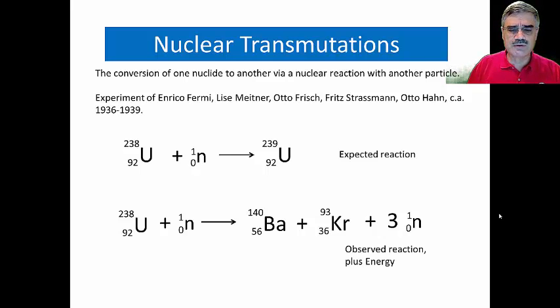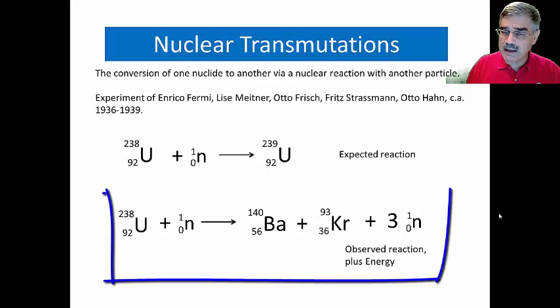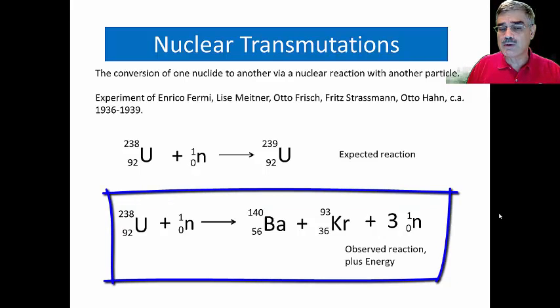He didn't form uranium-239. And then others, Lise Meitner, Otto Frisch, Fritz Strassmann, and Otto Hahn, working in Austria and Germany, repeated his experiments, and we're talking about the mid to late 1930s. They repeated these experiments and identified the products that were formed. And they found that instead of forming a bigger nuclide, which Enrico Fermi had expected, the uranium-238 was actually split into two smaller nuclides, two smaller elements, barium and krypton. Plus 3 additional neutrons were generated. And as we'll see later, energy was produced.